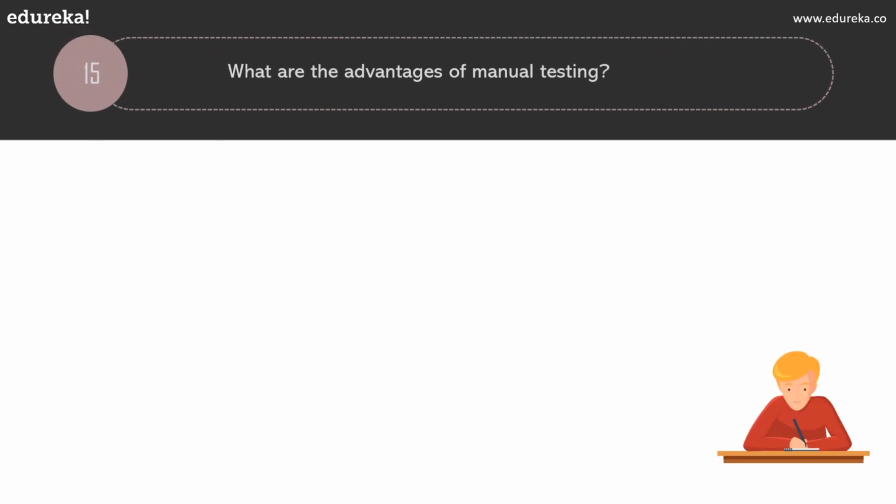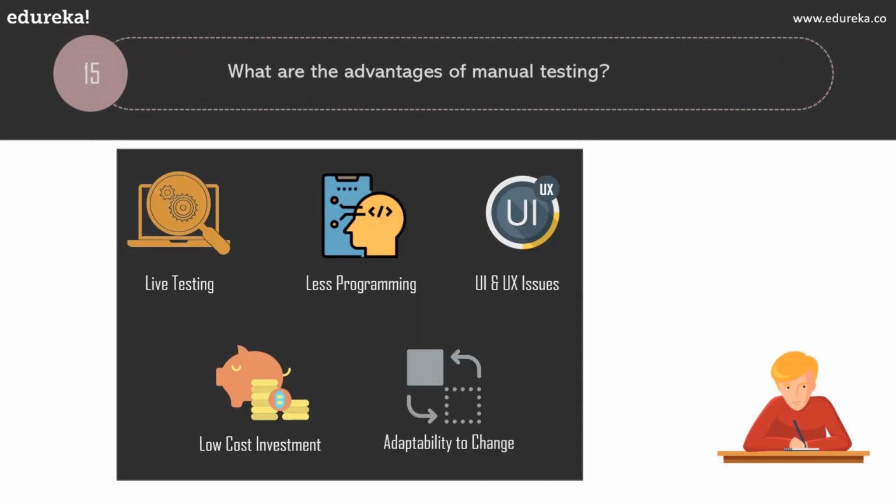Moving on, the next question that we have is, what are the advantages of manual testing? Manual testing has a lot of advantages to offer. First of all, you have live testing. So with manual testing, the tester can test the application under similar conditions to when your application goes live. So any bugs or glitches which occur when the application is live can be easily tracked with the help of manual testing. Secondly, in manual testing, less programming knowledge is required. Basically, when you're testing an application manually, your main focus is on understanding requirements, documenting the test cases, and executing the test cases.